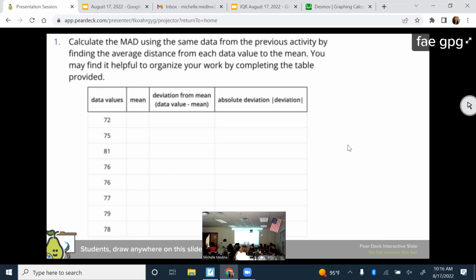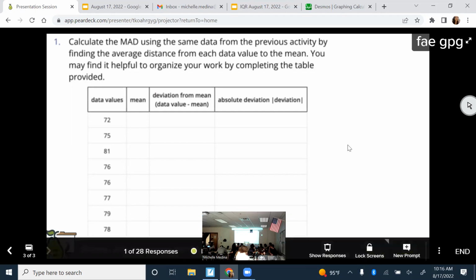All right. So we are going to calculate the mean absolute deviation using the same data we just looked at. Here it is again. And this is also on your note sheet. So you'll take notes on your note sheet and you'll display your answers for me when I ask for them.